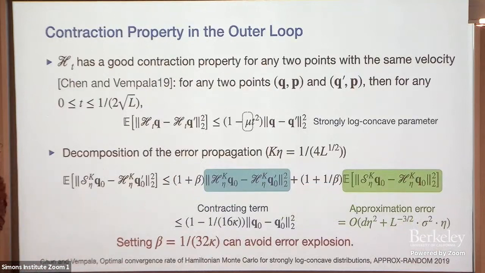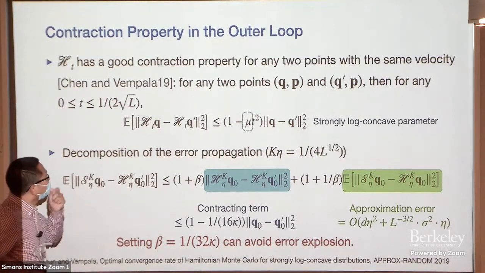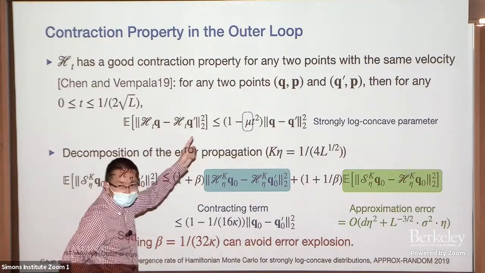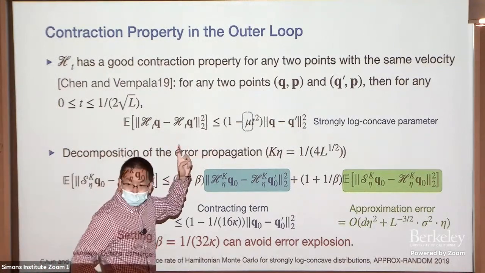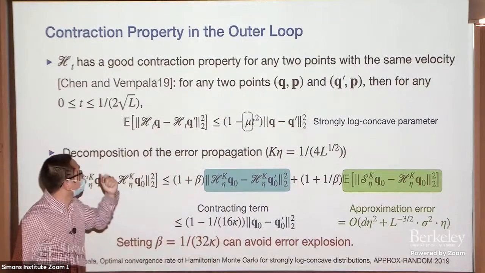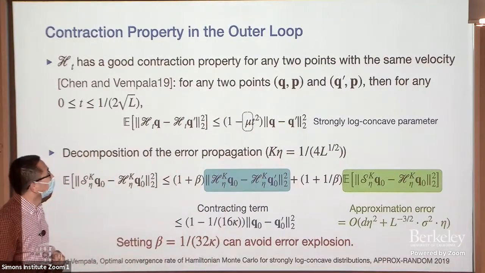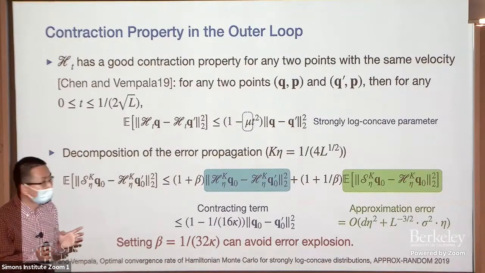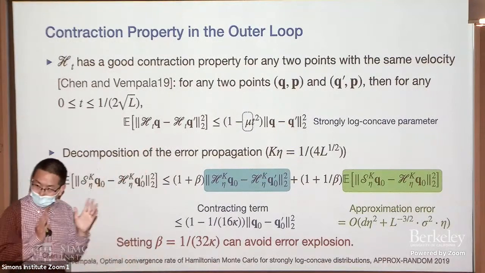Okay, and using this nice contraction property, but I want to comment that when you use it, you need to be careful because it only holds for any two points with different position but with the same velocity. So this contraction property does not hold for any (q, p) or (q', p'). So the velocity needs to be the same.